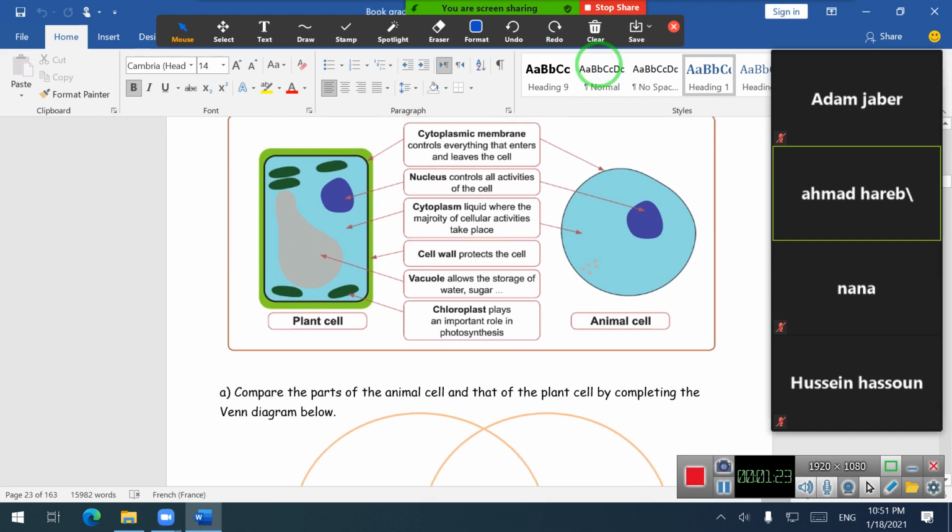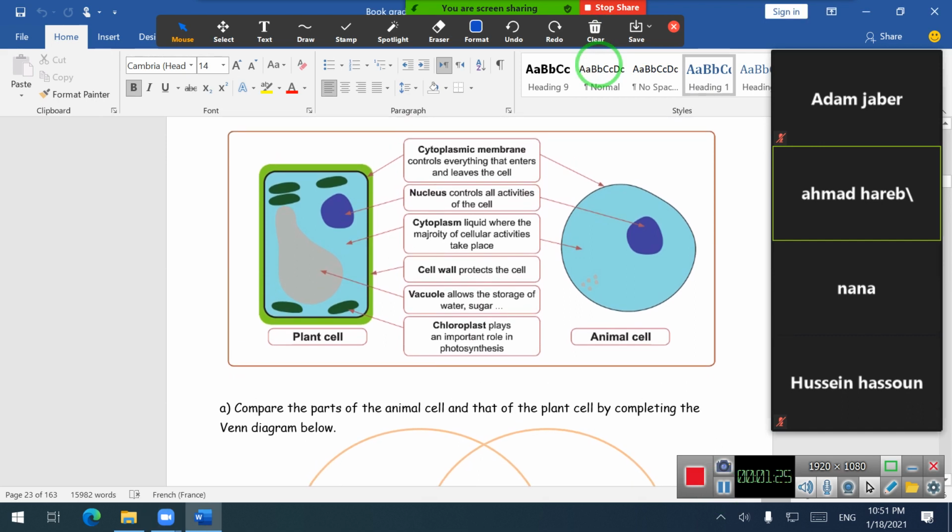Noor Wahbe, what about the cytoplasm? The cytoplasm is the liquid where the majority of cellular activities take place. Excellent. Majority means major. Most. Most or major.